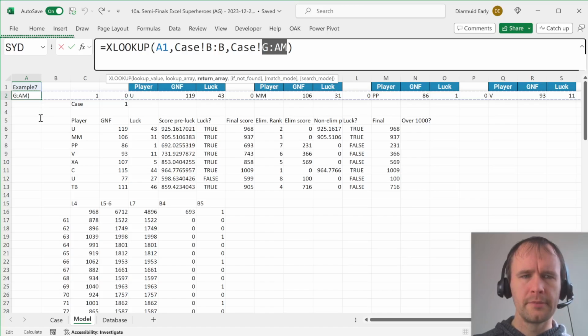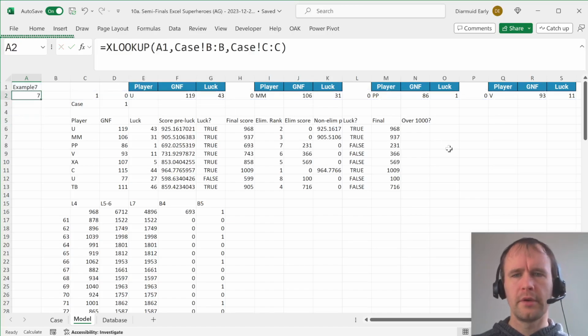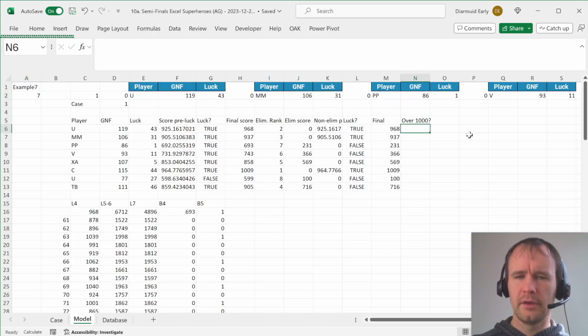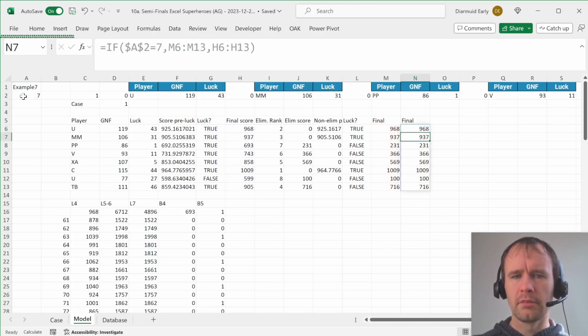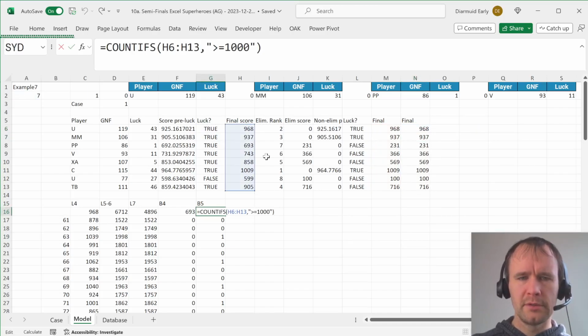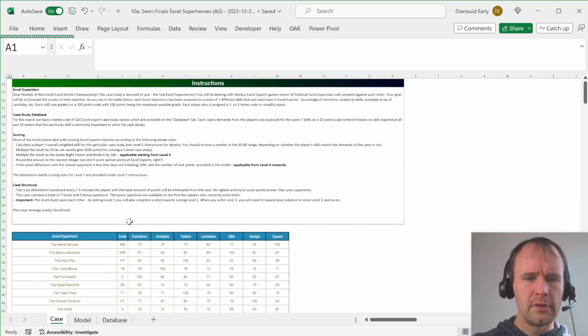What's going on? There we go. Okay, so then I'm going to say just final. That's going to be if this lock equals 7, then this, otherwise this. And then I'll just point this to there, and hopefully that'll work out my bonus 5. Let's see if it does.